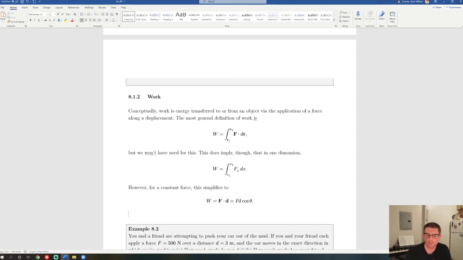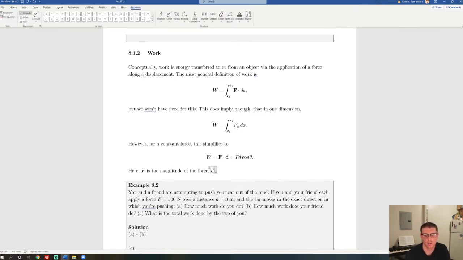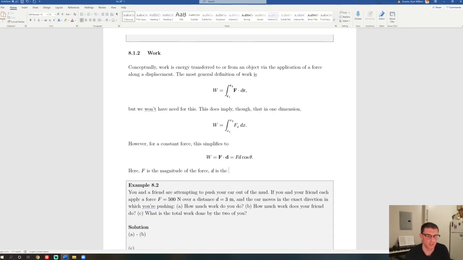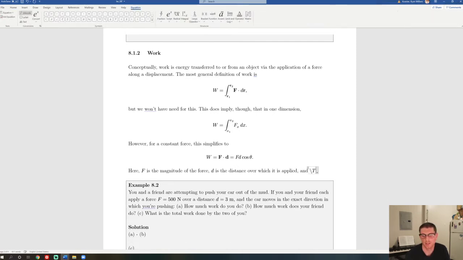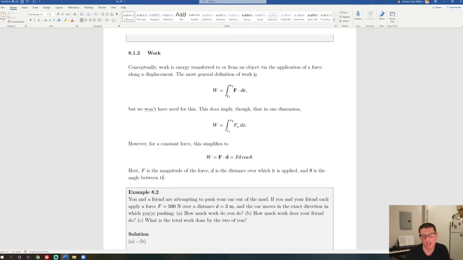And so let me just write what each part of this means. I'm going to say that here F is the magnitude of the force, D is the distance over which it is applied, and theta is the angle between the force vector and the displacement vector.